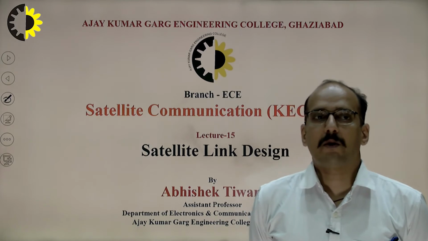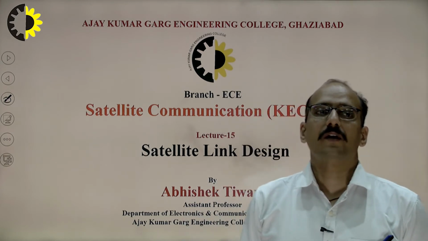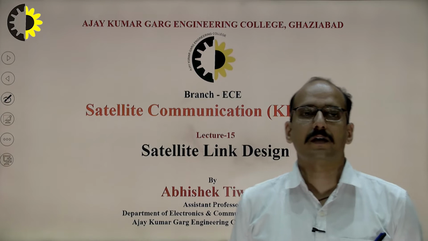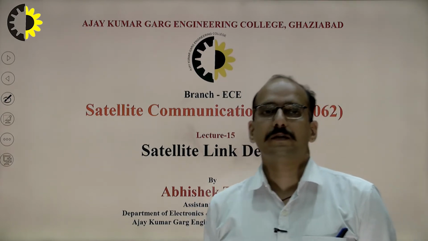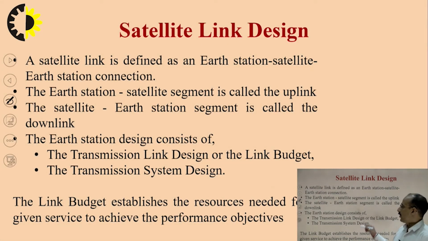When we are talking about satellite system designing, you have to identify your purpose, that is, for which service you require a satellite. So you have to identify the satellite, its parameters, its orbital elements. Similarly, you have to design the satellite link. We discussed in the previous lecture that the satellite link is basically the connection between the earth station and the satellite. It consists of the transmission system design and the transmission link design, or link budget, where the link budget is the analysis or tabular representation of the available resources for an individual service, to find out how you are going to achieve that performance.